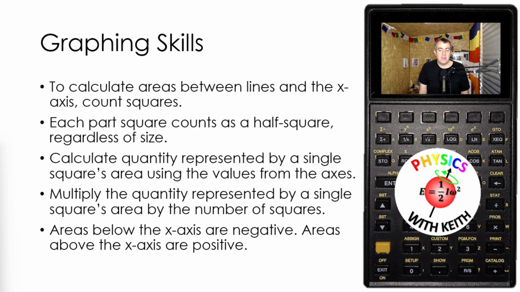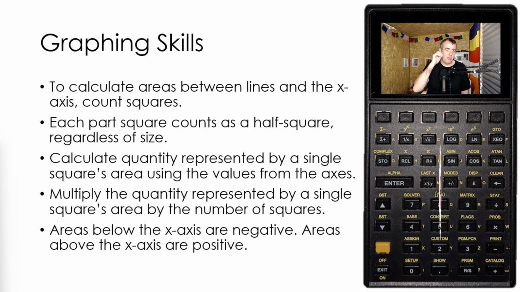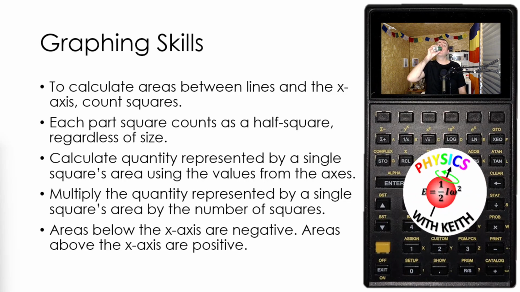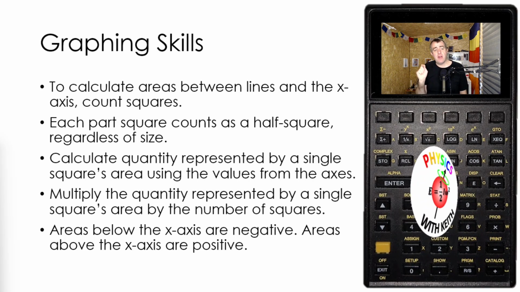If you want areas, and there are some times where you're going to want areas, you've got a velocity time graph, for example, the area represents displacement. If you want areas, you're going to have to count the squares.